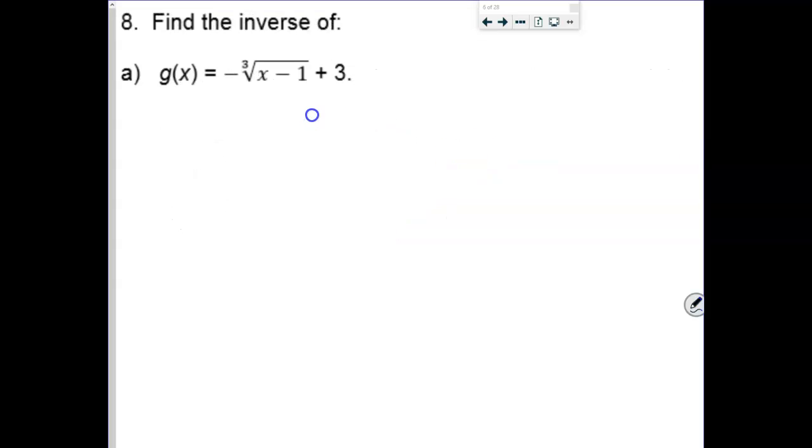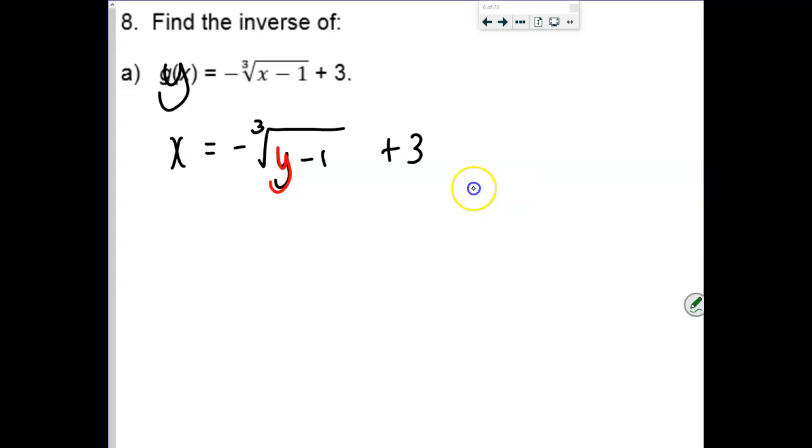This question, you have to go back to your Algebra 2 roots. How do you find inverses? You switch the x and y around. Remember, this is secretly a y. So when you switch the x and y around, it becomes x equals negative cube root of y minus 1, and then plus 3 off to the side. Now you get to use your algebra skills and solve for y. First, don't cube yet. I would subtract the 3 over.